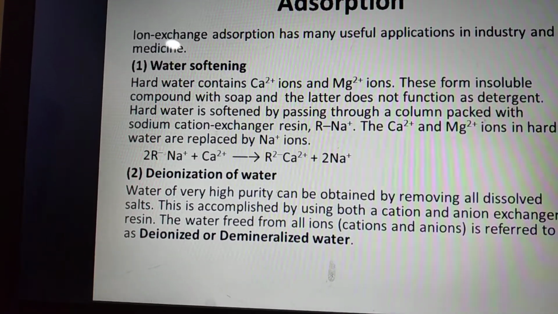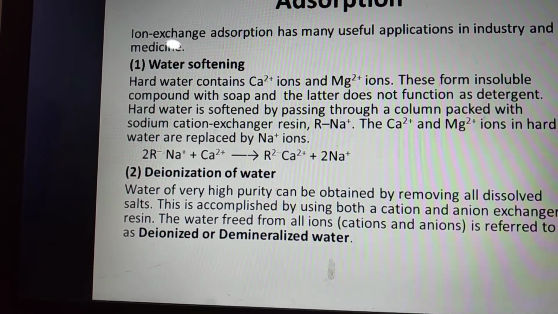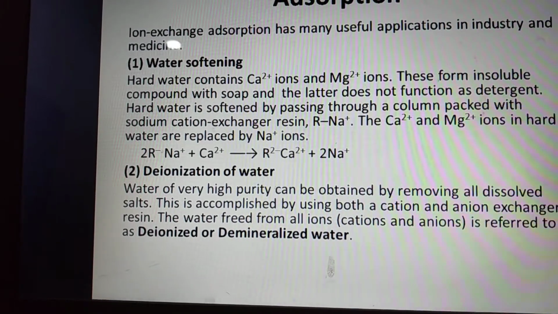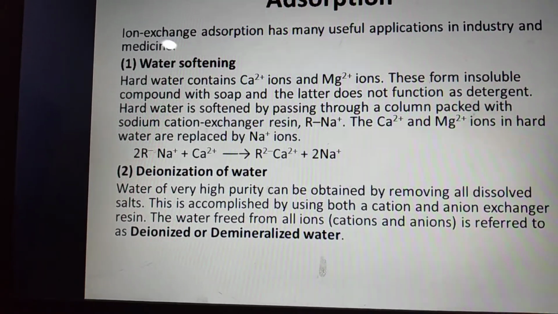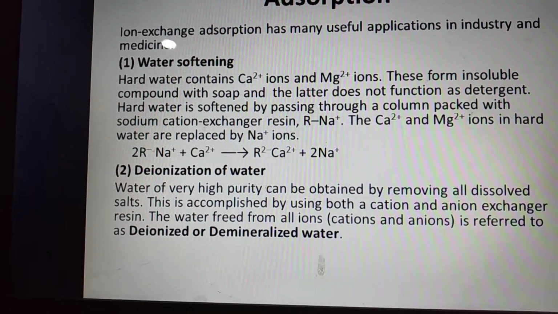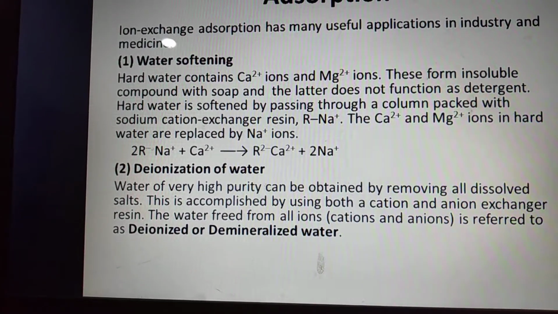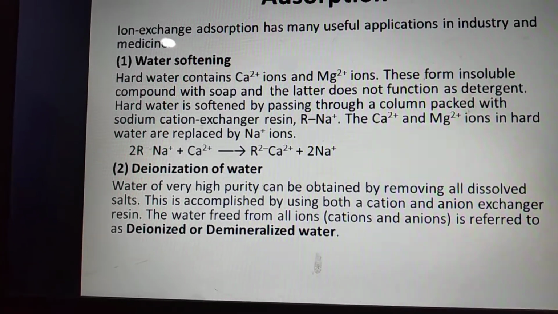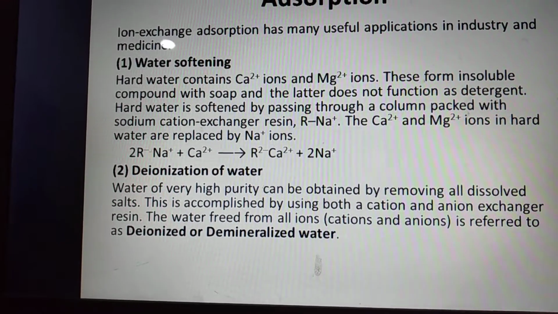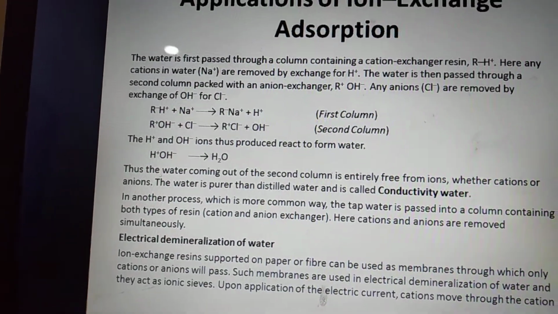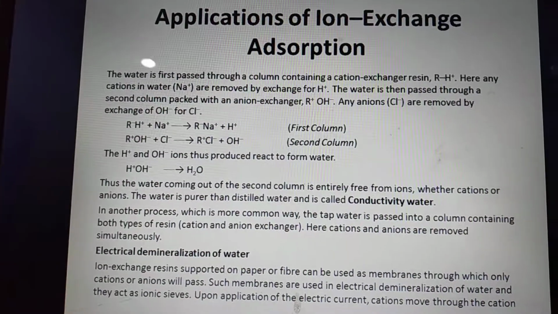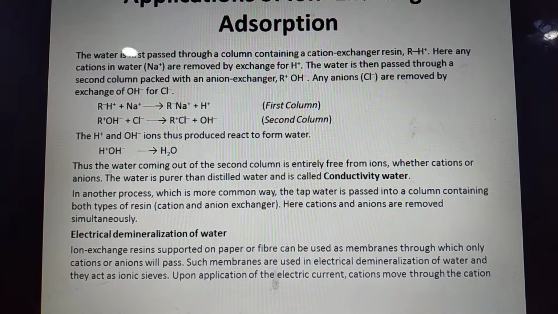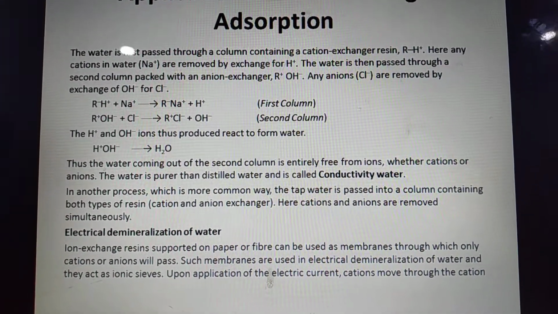And deionization, or demineralization, of water is also used. Water of very high purity can be obtained by removing all dissolved salts, which is accomplished by using both cation and anion exchangers. The water freed from all ions, cations and anions, is referred to as deionized or demineralized water. Another example of adsorption: the water first passes through a column containing cation exchange resin, that is, resin hydrogen ions.